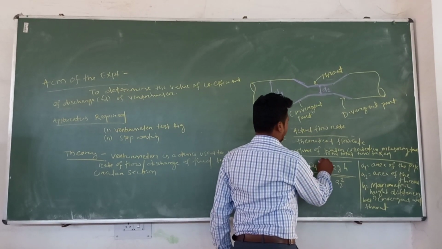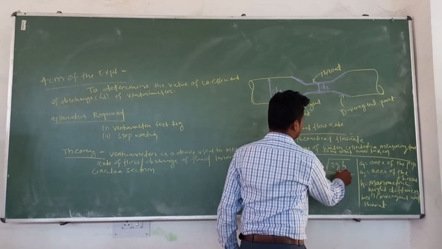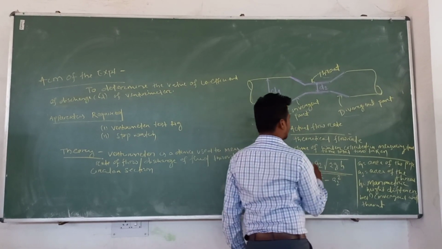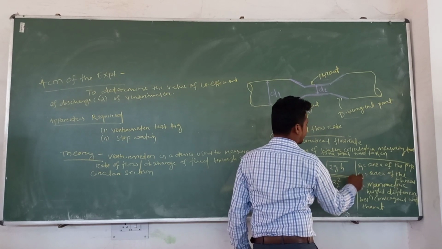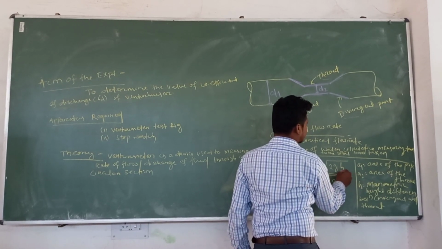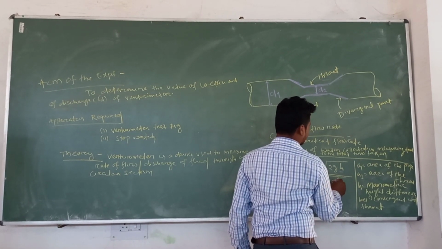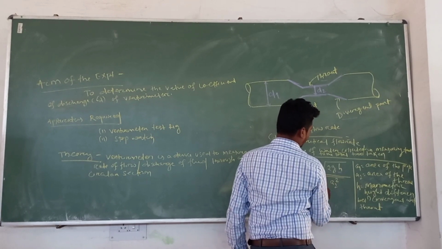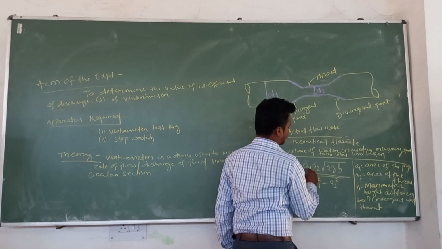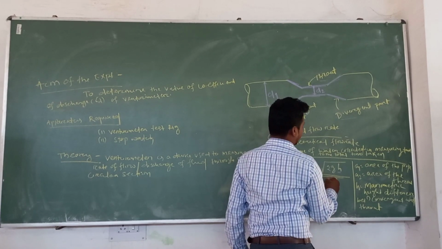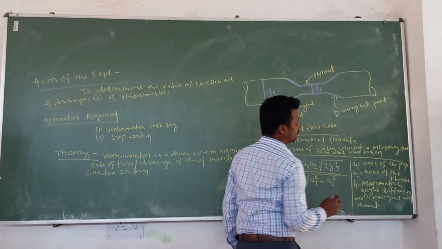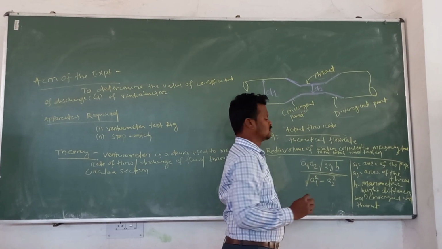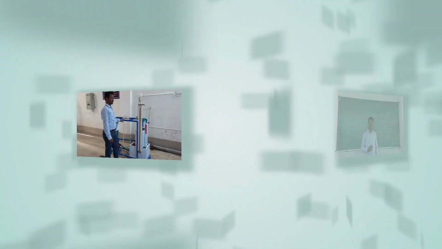Now, what are A1, A2, H and g? A1 is the area of the pipe section, whereas A2 is the area of the throat, and H is the manometric height difference between the convergent section and the throat. The values of A1 and A2 are given in the manual, whereas the value of H can be determined on the Venturi meter test rig. Now let's move to the Venturi meter test rig.